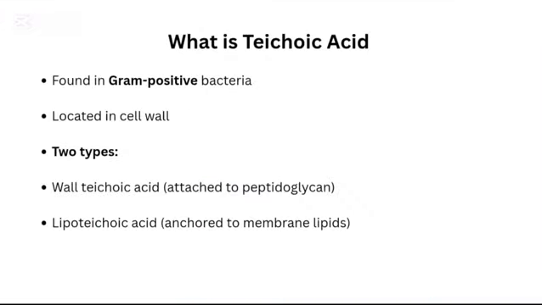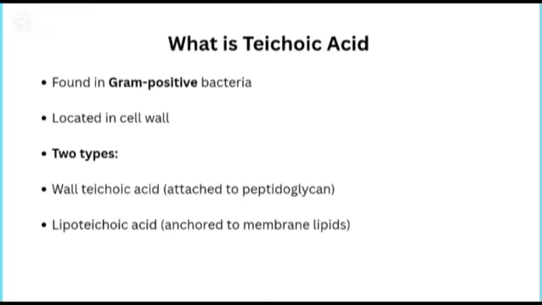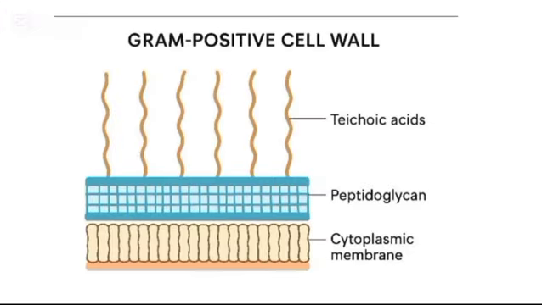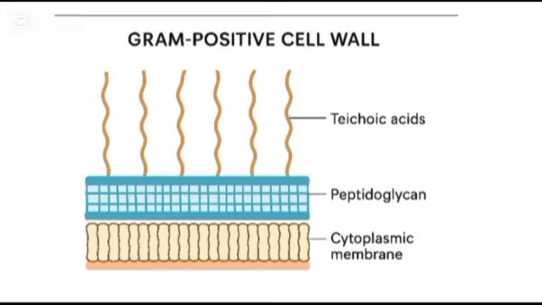Teichoic acid is a component of the gram-positive bacterial cell wall. It has two main types: wall teichoic acid, which is attached to the peptidoglycan present in the gram-positive cell wall, and lipoteichoic acid, which is anchored in the membrane lipids. This can be seen in the diagram, showing how teichoic acids are present in the gram-positive cell wall.